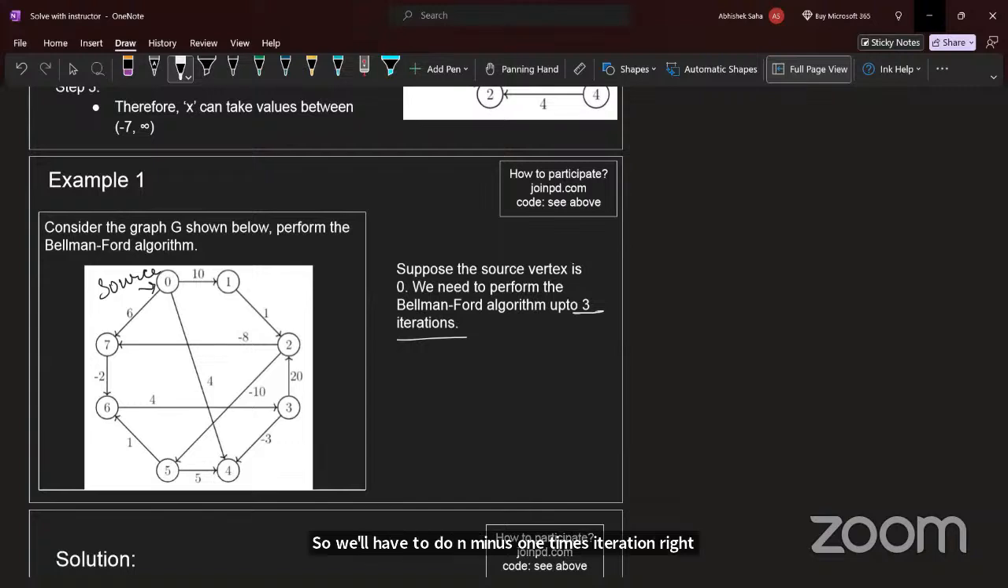And you are doing that iteration on what? On the edges or on vertices? Vertices. Yeah, n minus 1 vertices. No, in the Bellman-Ford, we generally do the iteration on the edges.